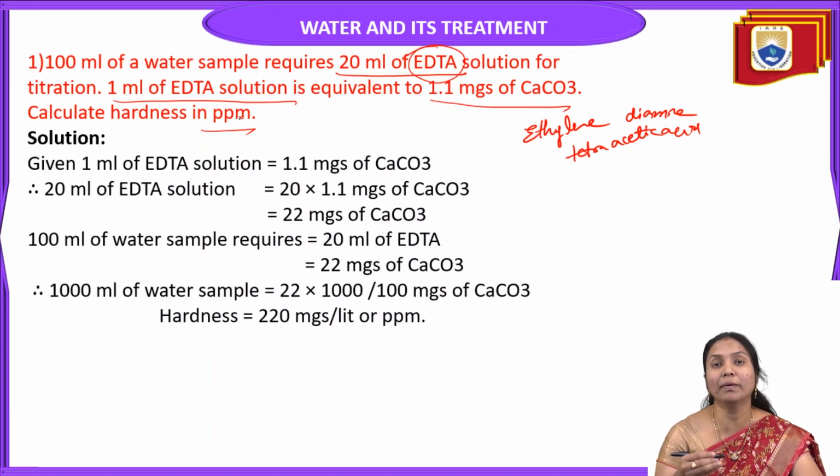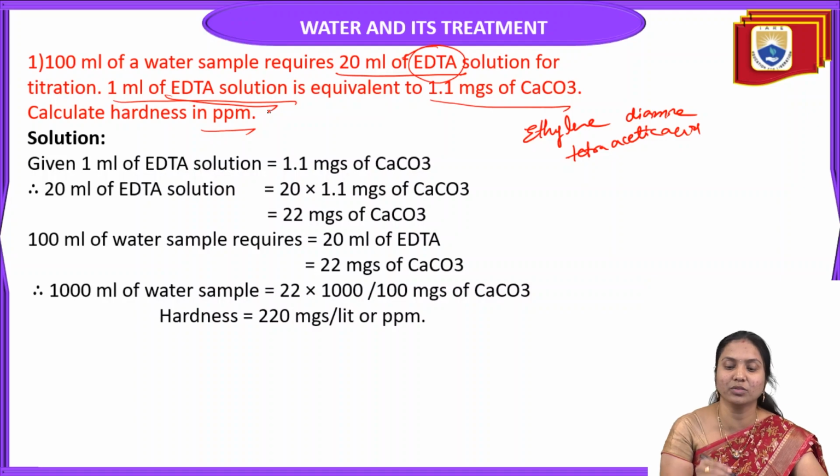Generally, how can you prepare hard water? Hard water contains calcium and magnesium ions as bicarbonates, chlorides, sulfates, etc. In some areas, water contains a lower percentage of these hardness causing ions. In that case, you prepare hard water by using calcium carbonate: 1 gram of calcium carbonate and a few drops of HCl dissolved in 1 liter of water. This is the general preparation of hard water. Here, 1 ml of EDTA solution is equivalent to 1.1 milligrams of CaCO3. Now calculate the hardness in ppm.